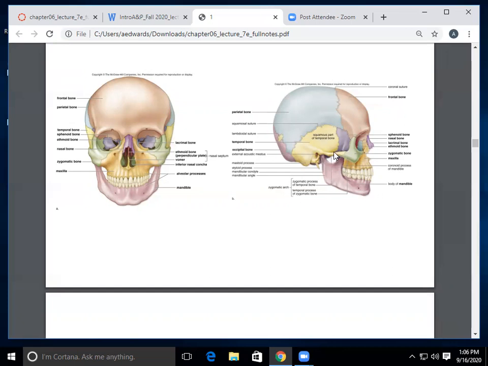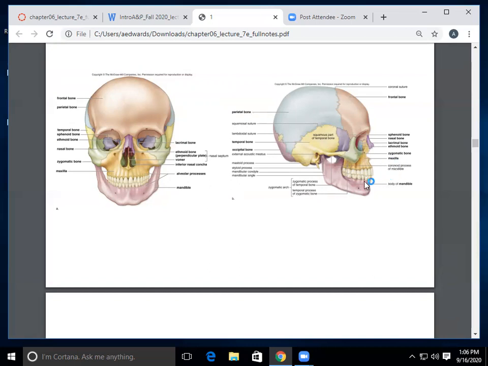Okay, so here's your structure. We call it the zygomatic arch because it kind of curves, and it's made up of both bones. The process is named by the bone it's attached to. So this is the zygomatic process of the temporal bone, because it's touching the zygomatic bone over here. Right here, this is the temporal process of the zygomatic bone because it's touching the temporal bone.